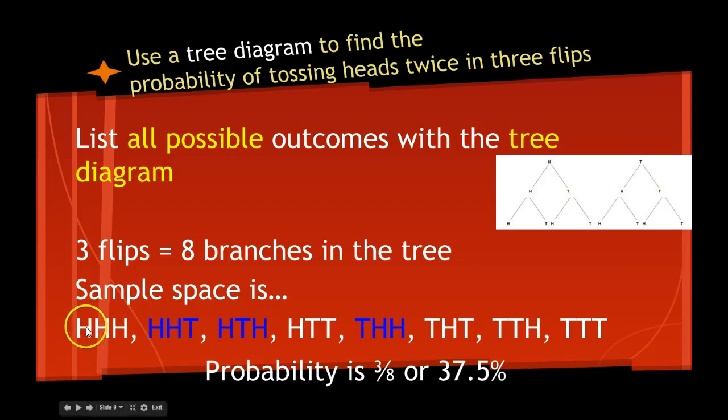Notice how we excluded HHH, and that's because in that case we rolled heads 3 times. Now, if we'd expanded our question to include the phrasing, what's the probability of tossing heads at least twice in 3 flips, then we would include HHH, and then our probability would have been 50%.